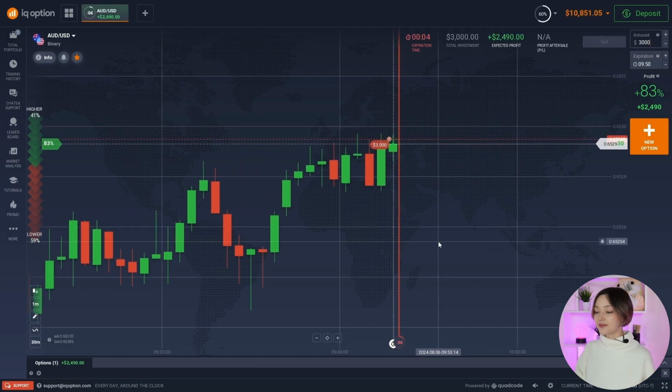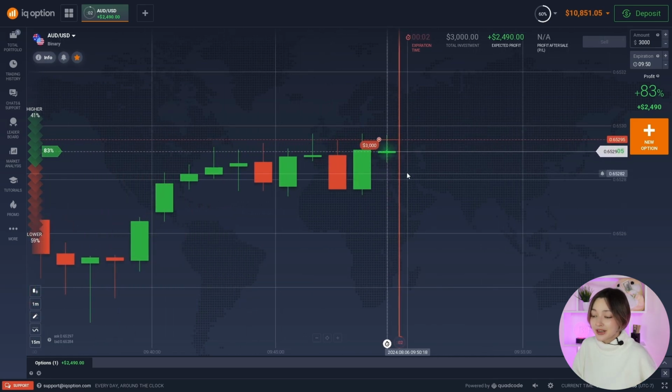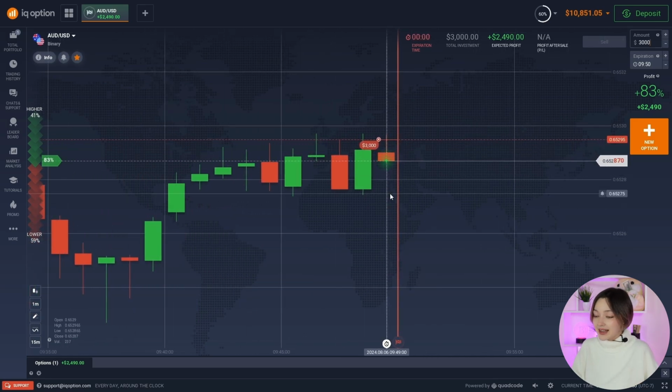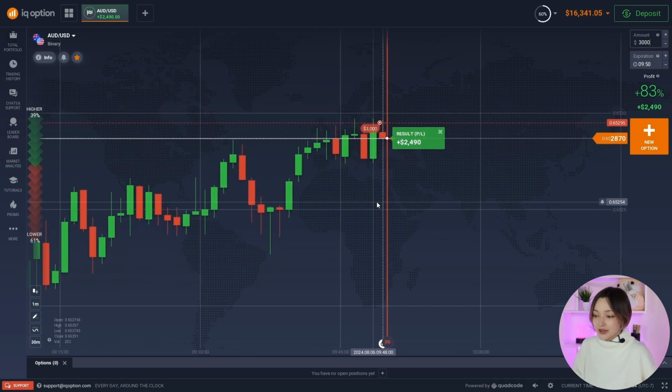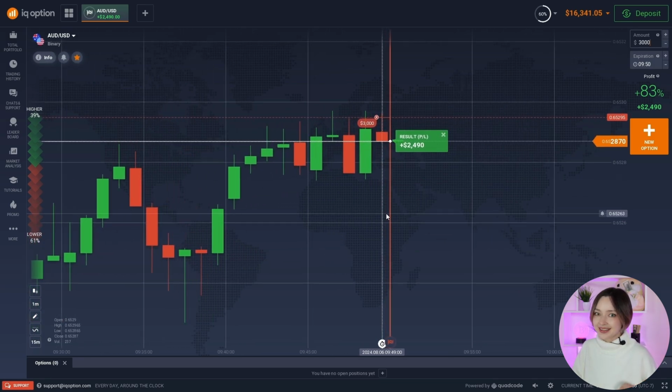So in the remaining 5 seconds, the price keeps fluctuating at my entry point. Nevertheless, we managed to capture a pretty decent motion and we were able to earn over $2,000 with this trade.